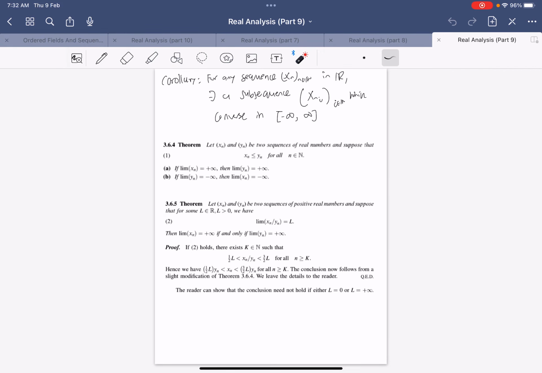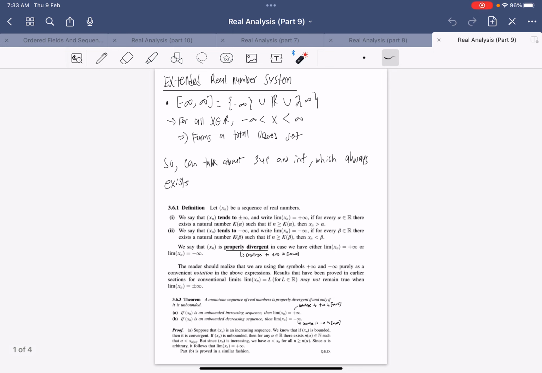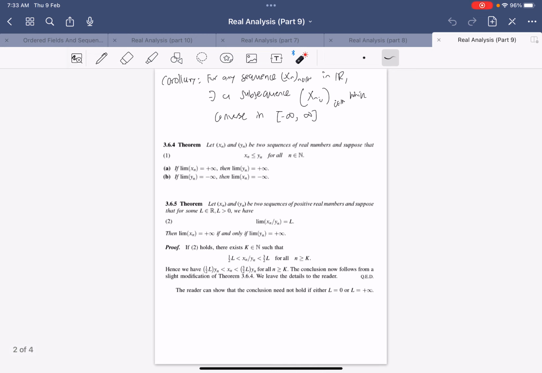So a corollary of this is that for any sequence in the real numbers, you can find a subsequence that converges in the extended real numbers. What I mean by converging in the extended real numbers is that it can converge to a real number or it can converge to plus or minus infinity. So we can still say it converges, but now only in the extended real numbers.